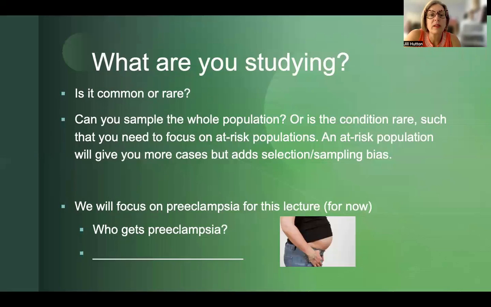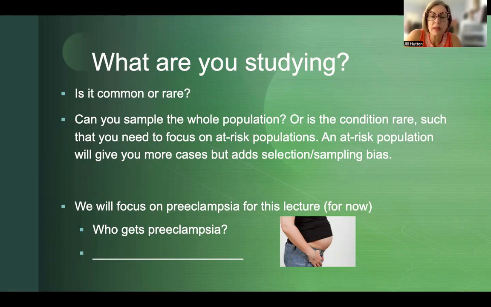So what are you studying? Is it common or is it rare? Can you sample the whole population, or is the condition rare such that you need to focus on at-risk populations? An at-risk population will give you more cases, but it adds selection or sampling bias. So for this lecture, I'm going to focus on preeclampsia.